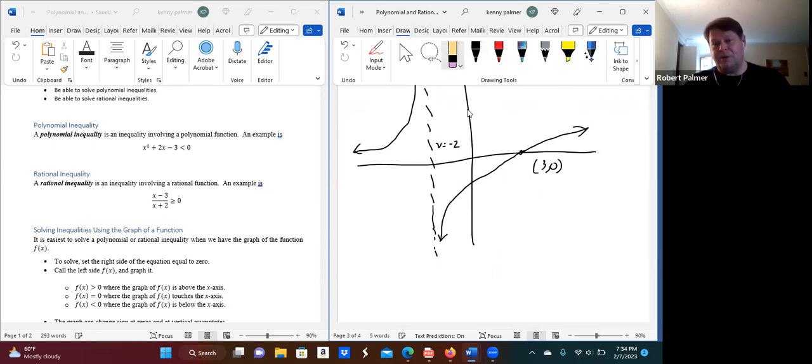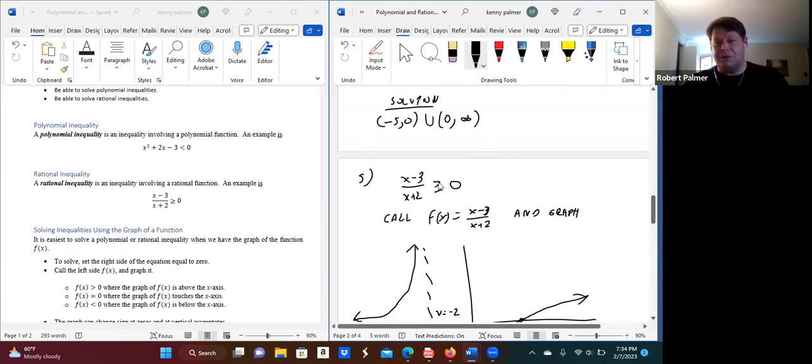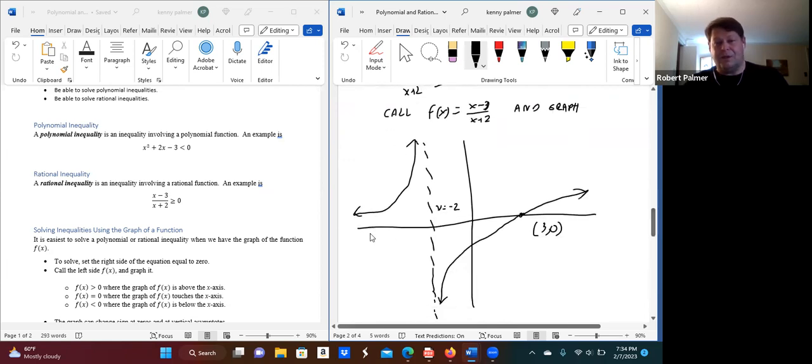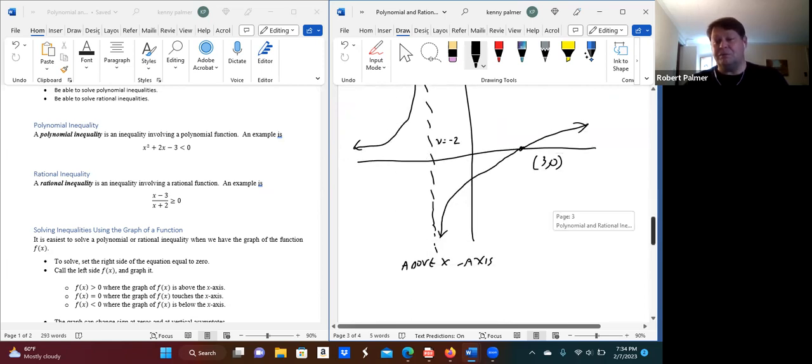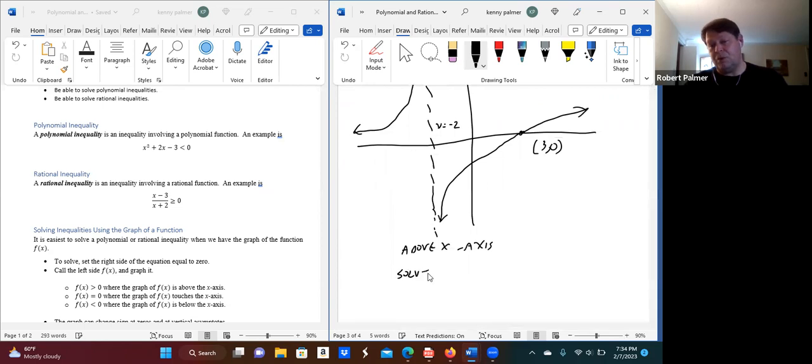So where is the function above the x-axis and technically touches the x-axis? Well, clearly, this is greater than or equal to 0. It's above the x-axis on the left of -2. That's going to be negative infinity to -2, always parentheses with infinity. In this case, since this is a vertical asymptote, it's definitely not included. There's a parenthesis there. It doesn't go through that. Then where it's also greater than 0, above the x-axis, from 3 to infinity.